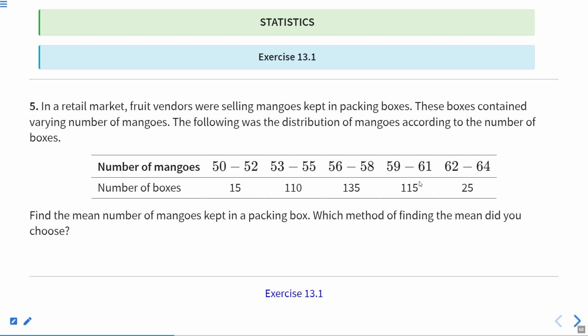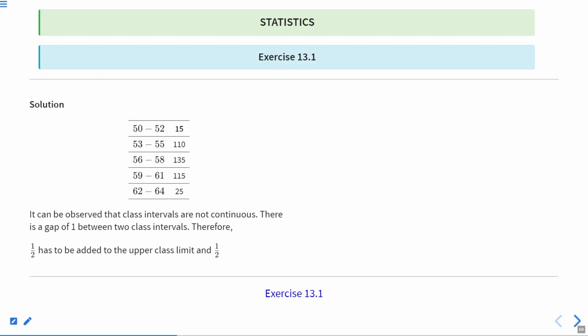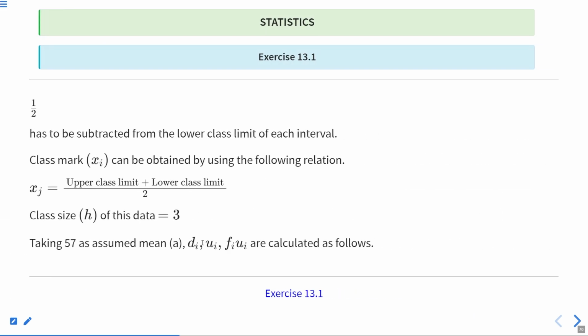Okay, so let us solve this problem. First of all, make a table of this grouped data. It can be observed that the class intervals are not continuous. There is a gap of 1 between two class intervals. Therefore 1 by 2 has to be added to the upper class limit, and 1 by 2 has to be subtracted from the lower class limit of each interval. So the class mark xi can be obtained by using the following relation: xi is equal to upper class limit plus lower class limit divided by 2.